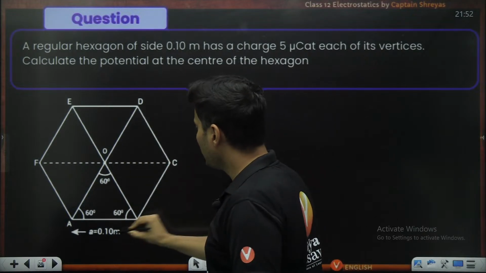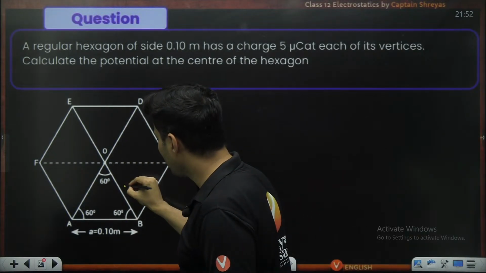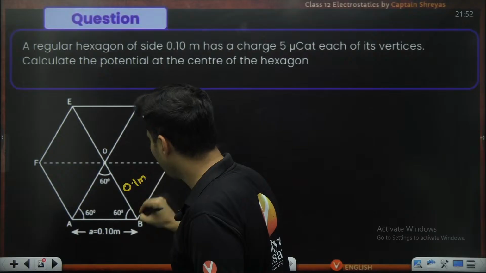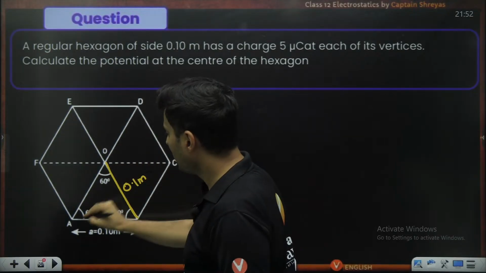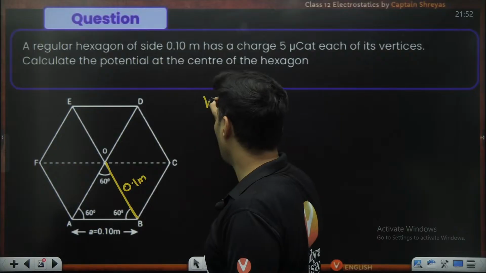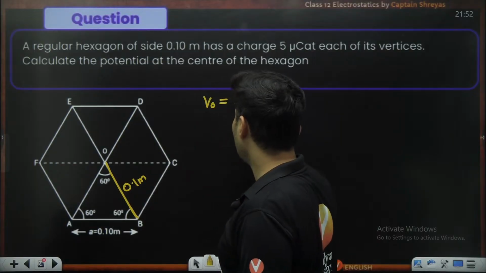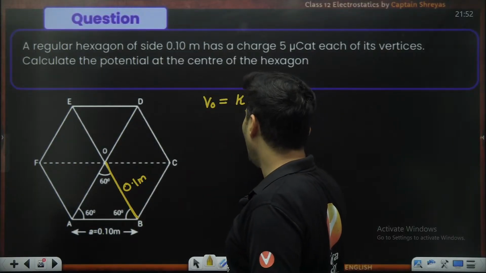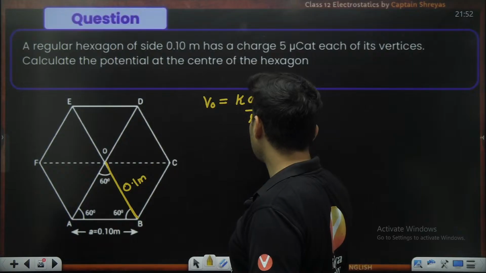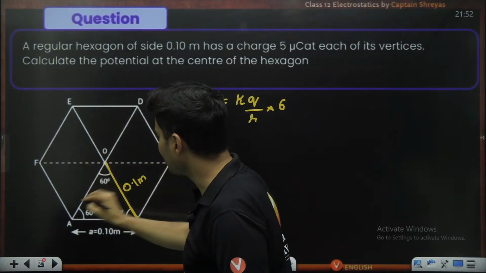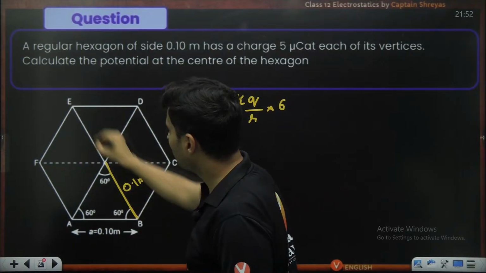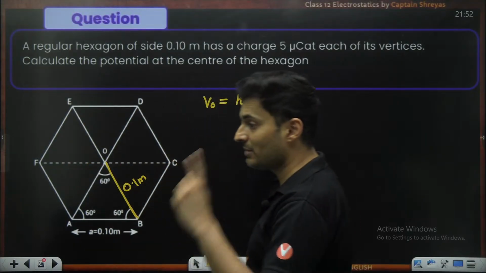Well, I can see whatever is the side length will also be this length from here to here, and every side will be the same, every length is the same. So the potential at point O will be KQ by R, but it will be 6 times. 1, 2, 3, 4, 5 and 6. 6 times it will come.